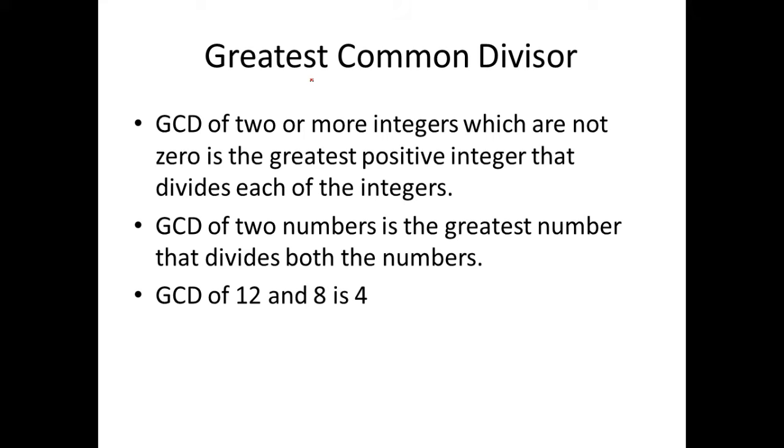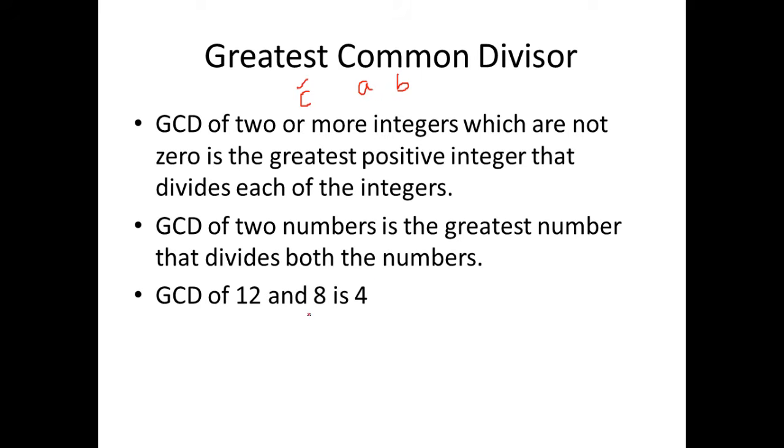Now let us take a look at the greatest common divisor. What do you mean by a greatest common divisor for a given set of numbers? Let us consider two numbers a and b. The greatest common divisor for these two numbers can be c if this is the greatest positive integer that divides both these numbers. So that is the greatest common divisor concept.